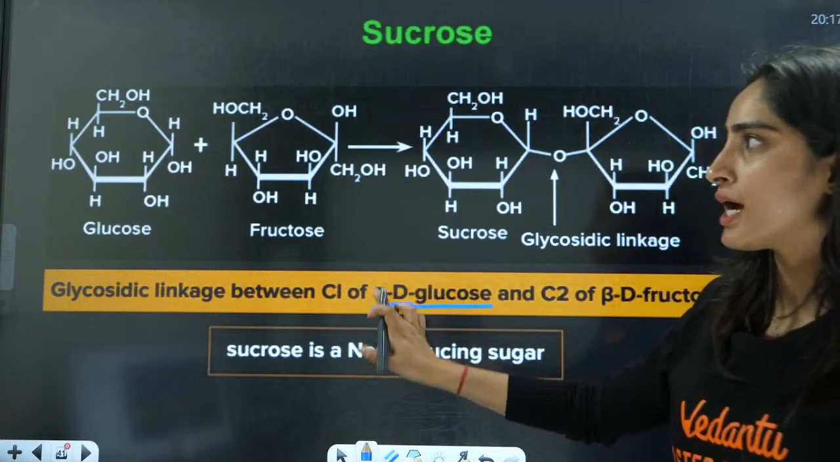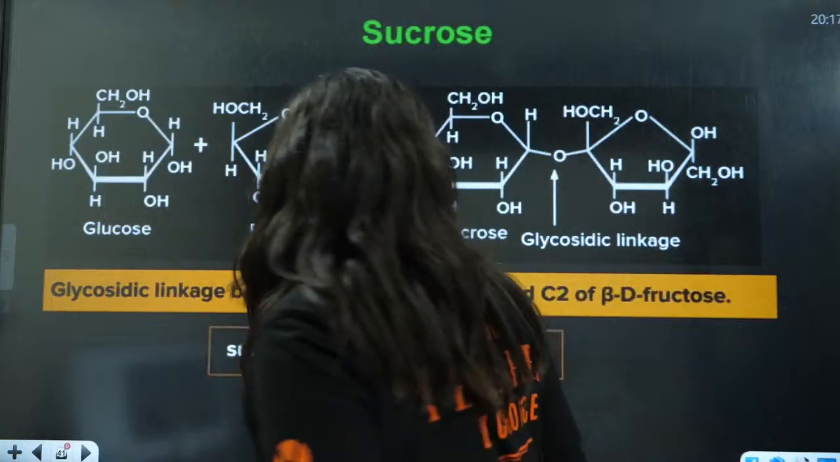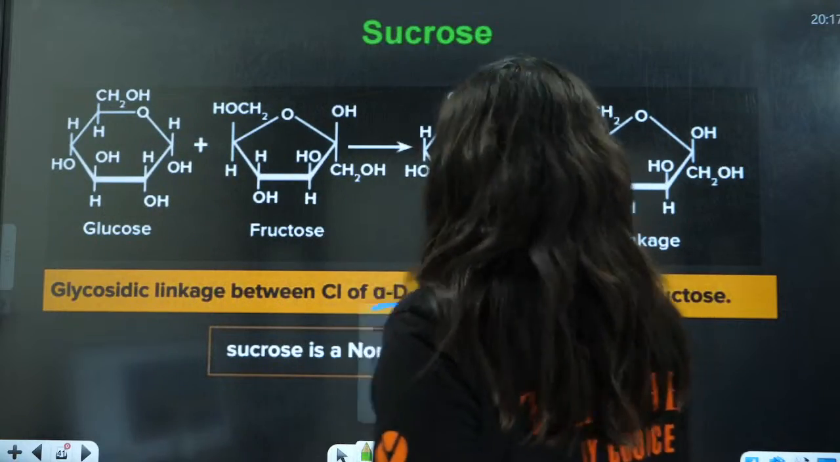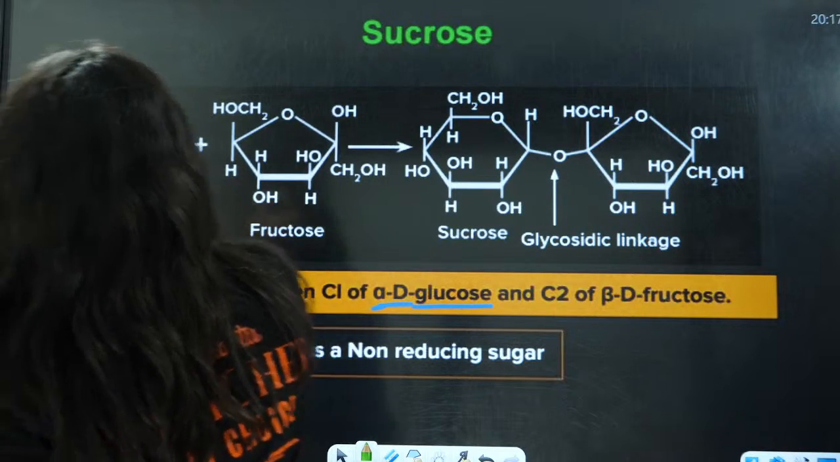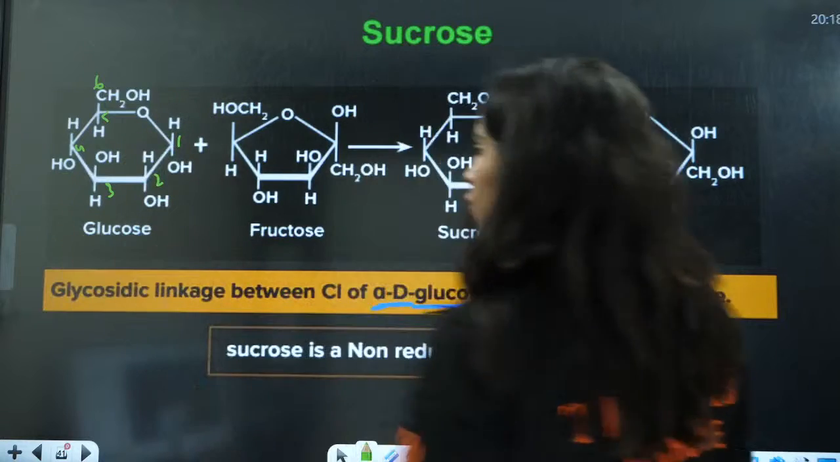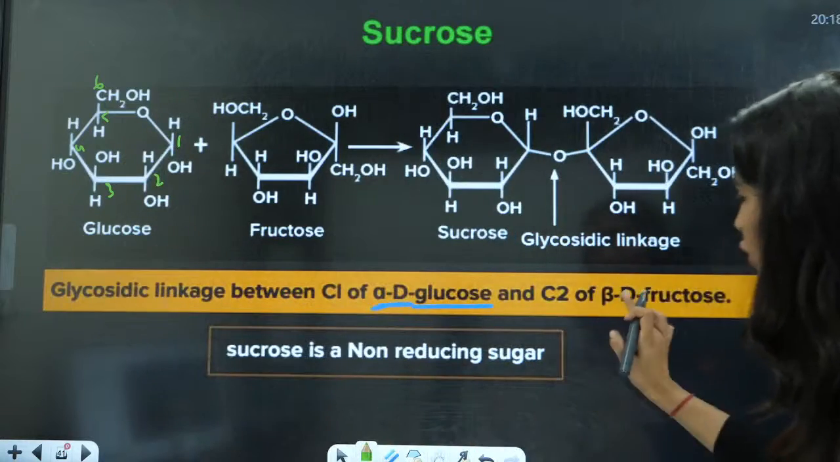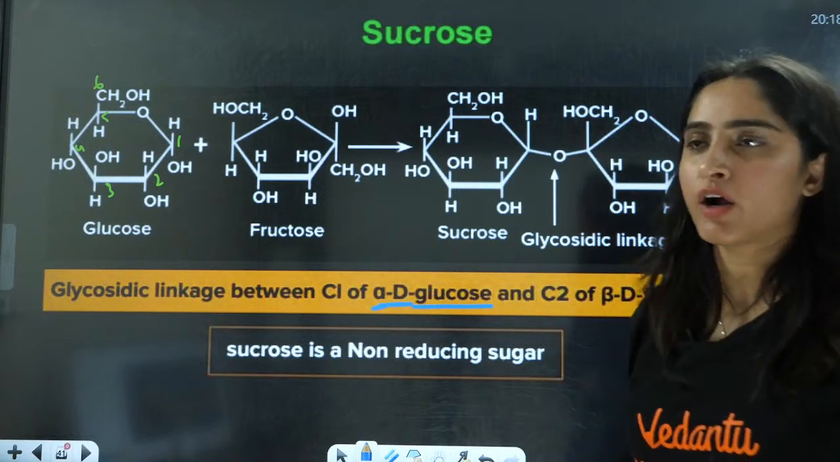Draw alpha D glucose here. This is C1. This is 1, this is 2, this is 3, 4, and this is 5. This is 6. So there will be a linkage of C1 of alpha D glucose with C2 of beta D fructose. Draw the structure of beta D fructose.